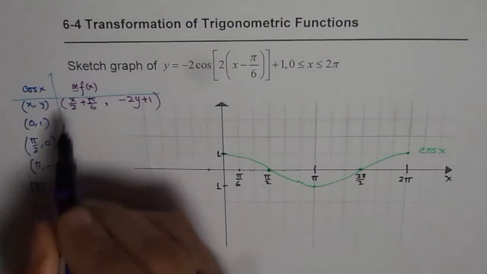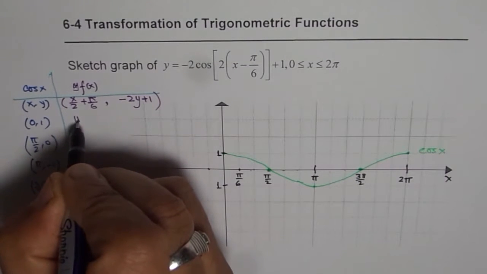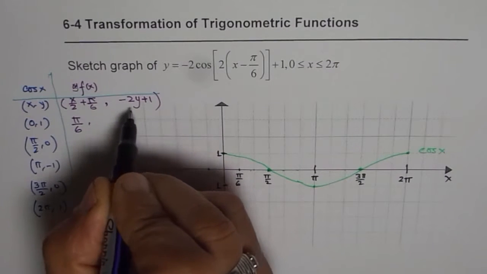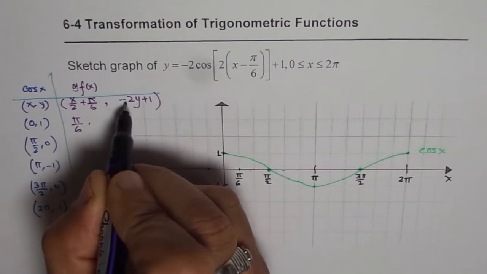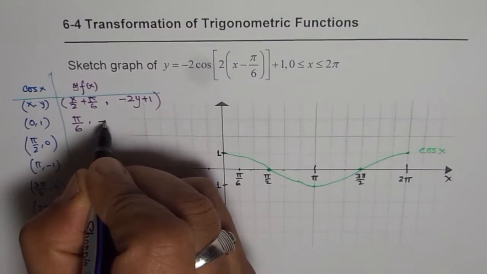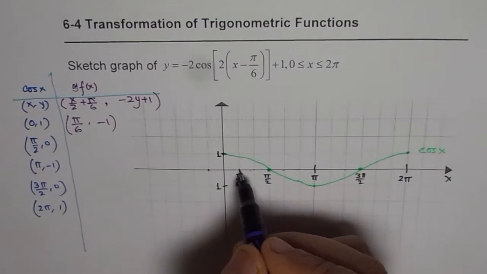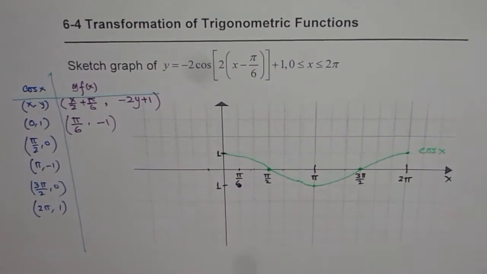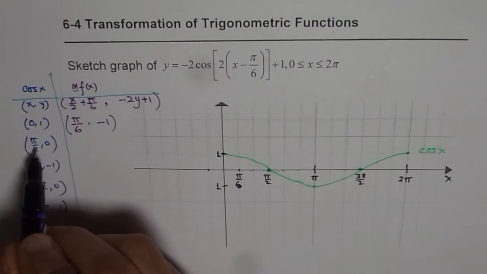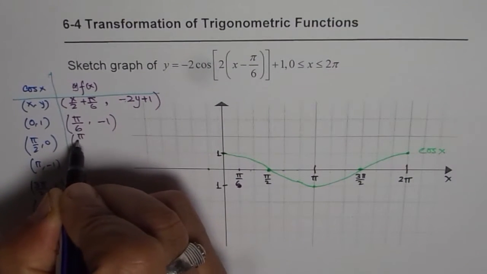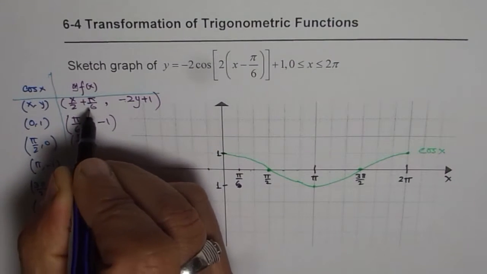If I write 0 for x, I will get the first point as pi by 6, right? And then if I write 1 here, minus 2 times 1 is minus 2. Minus 2 plus 1 will give me minus 1. So the first point will be at (pi by 6, minus 1). So this is my first point on the transformed function. Likewise, I can get all other points. Pi by 2 is 0, so I have to take half of that. Half of pi by 2 is pi by 4, plus pi by 6.